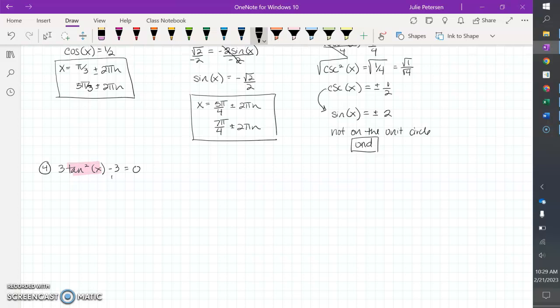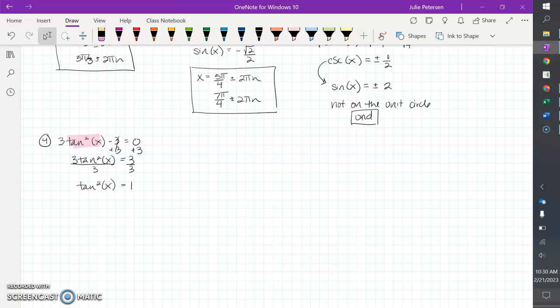We have to first add this 3 over. So then I get 3 tangent squared of x equals 3. To get rid of this 3 right here, we need to divide both sides by 3. So tangent squared of x equals 1. Still not done yet. The tangent squared of x equals 1, we need to figure out what the tangent of x equals.